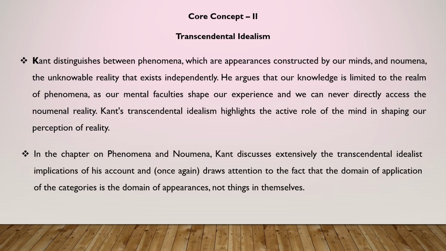The second core concept, transcendental idealism. Kant distinguishes between phenomena, which are appearances constructed by our minds, and noumena, the unknowable reality that exists independently. He argues that our knowledge is limited to the realm of phenomena, as our mental faculties shape our experience, and we can never directly access the noumenal reality. Kant's transcendental idealism highlights the active role of the mind in shaping our perception of reality.